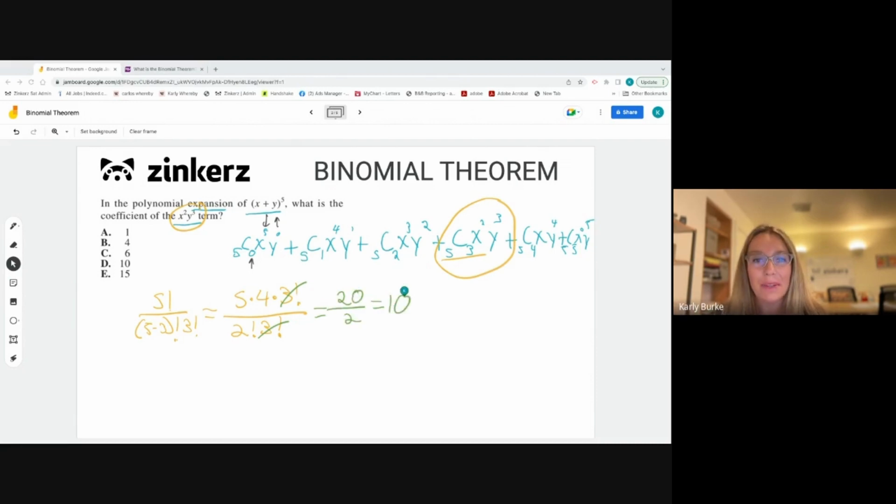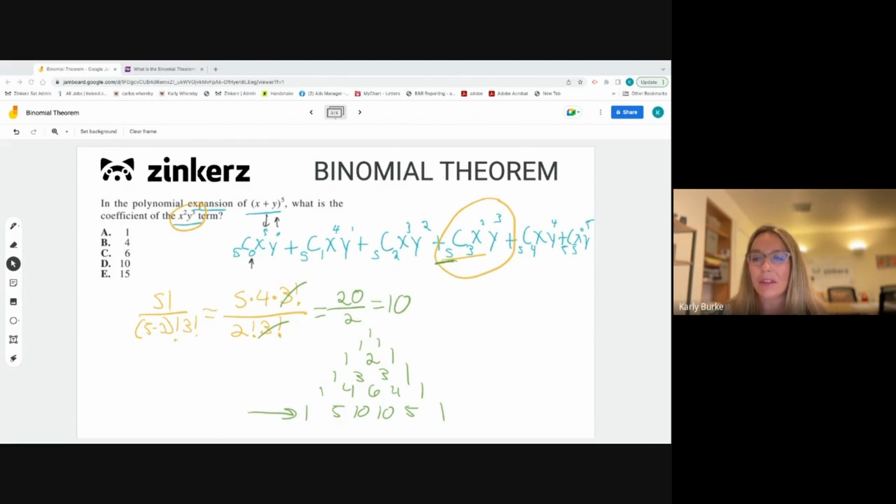Now, do you remember how we do this with Pascal's triangle? We can quickly sketch it. We have 1, 1, 1. That's the first row. 1, 2, 1 is the second row. Remember, we're looking for the fifth row here. 1, 3, 3, 1 is the third row. 1, 4, 6, 4, 1 is the fourth row. And then 1, 5, 10, 10, 5, 1. This is the row that we're looking for.